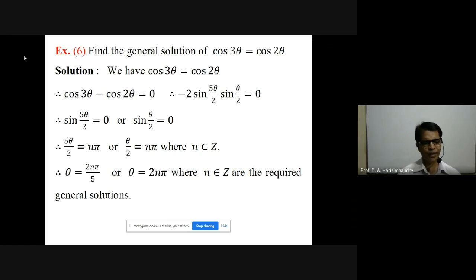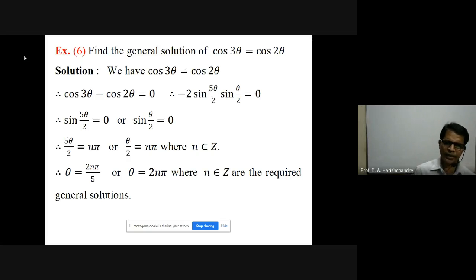Move to example number 6. Find the general solution of cos 3 theta is equal to cos 2 theta. This is the trigonometric equation given to you. Again, to find the solution of this trigonometric equation, we have to transform it first into the standard form, which we discussed in the previous lecture. Your job is only to transform the given example into those standard forms, and then apply those standard formulae to get the general solutions. So how to transform it into standard form? Let us see in the solution.